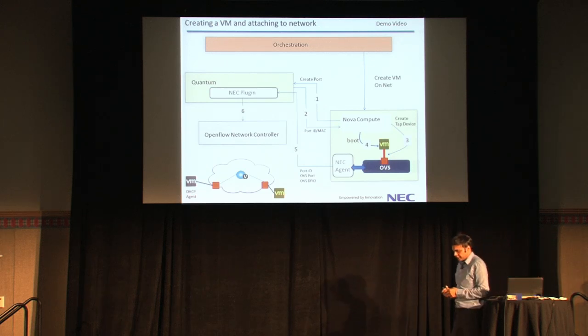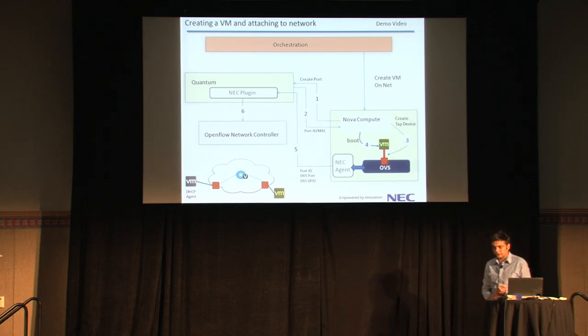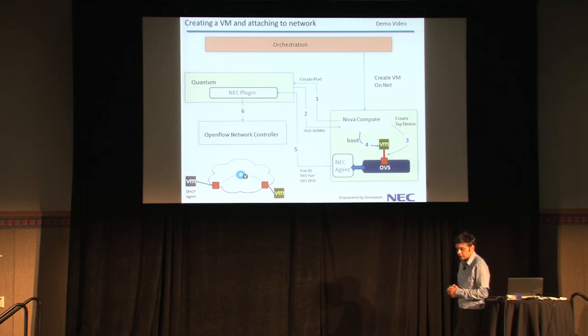So what the NEC agent, or any agent essentially, which is sitting there, is doing is basically trying to see if there is any new tap device which got added into the whole system. And if there is a new addition of tap devices, what it gets is the virtual switch port ID, the port which refers to the virtual switch, the DP ID which refers to the switch ID essentially from the OpenFlow context, and the port ID which was given from Quantum, and it sends it back to the plugin which is residing in Quantum.